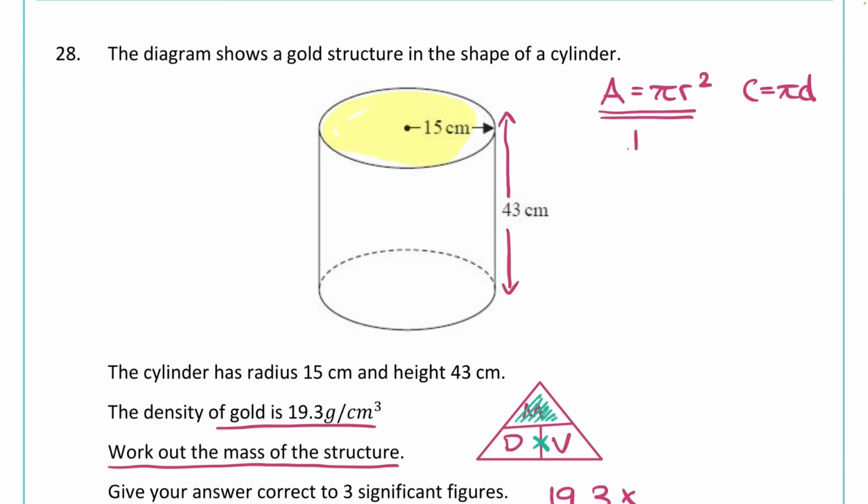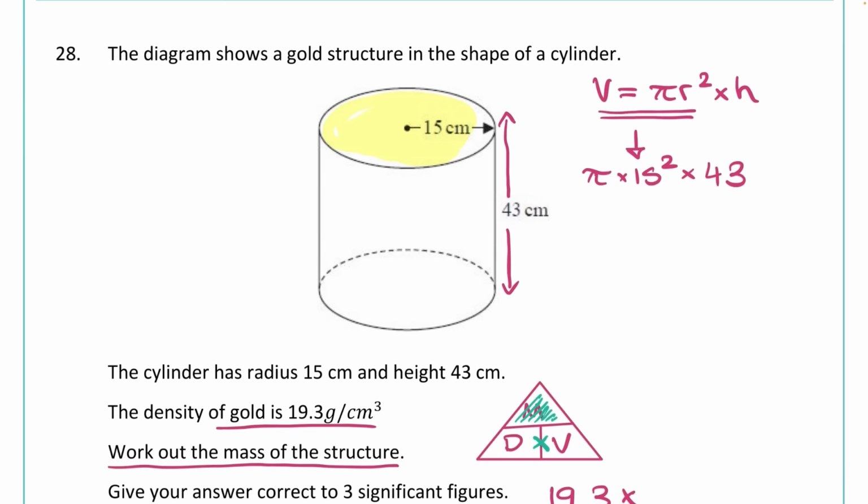So for the area, we're going to do pi times 15 squared. Now when we are finding the volume, we've already said we need to multiply that by the height. So it's pi r squared times by the height, and that's going to give us the volume. So the height here is 43, so pi times 15 squared times 43, we can do that all in one step.